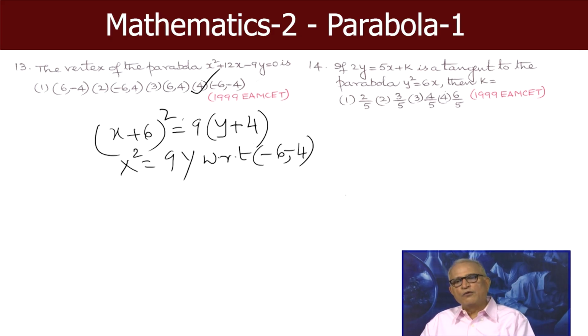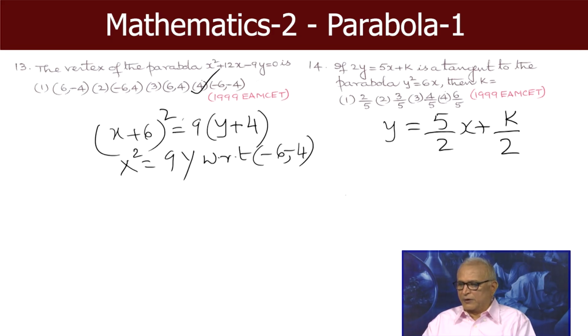14. If 2y equal to 5x plus k is the tangent to the parabola y square equal to 6x, then what is the value of k? So, y equal to 5 by 2 x plus k by 2. That is in the slope form, y equal to mx plus c.